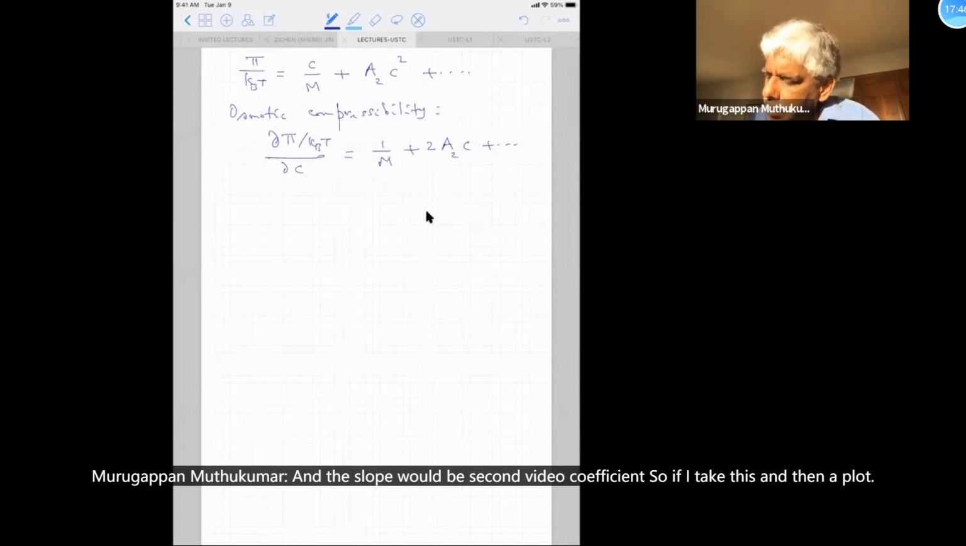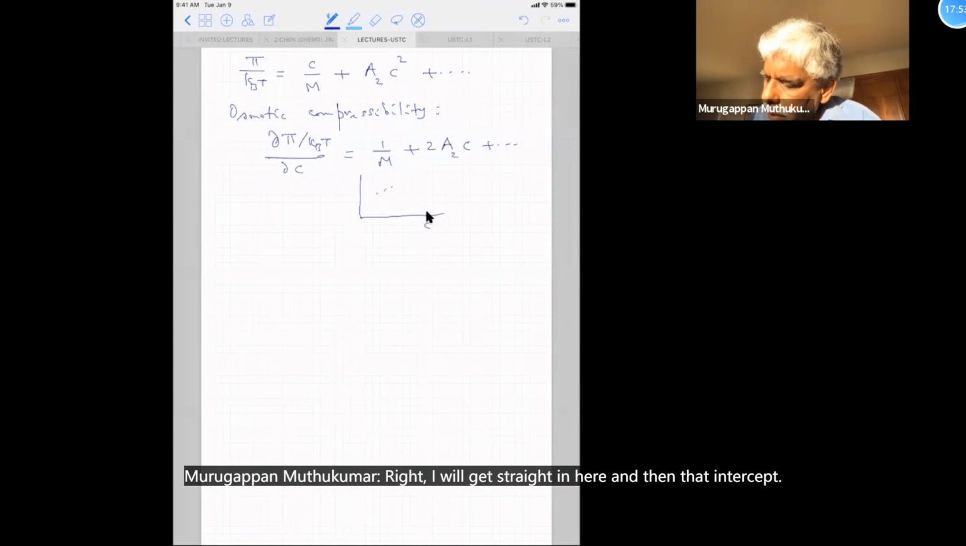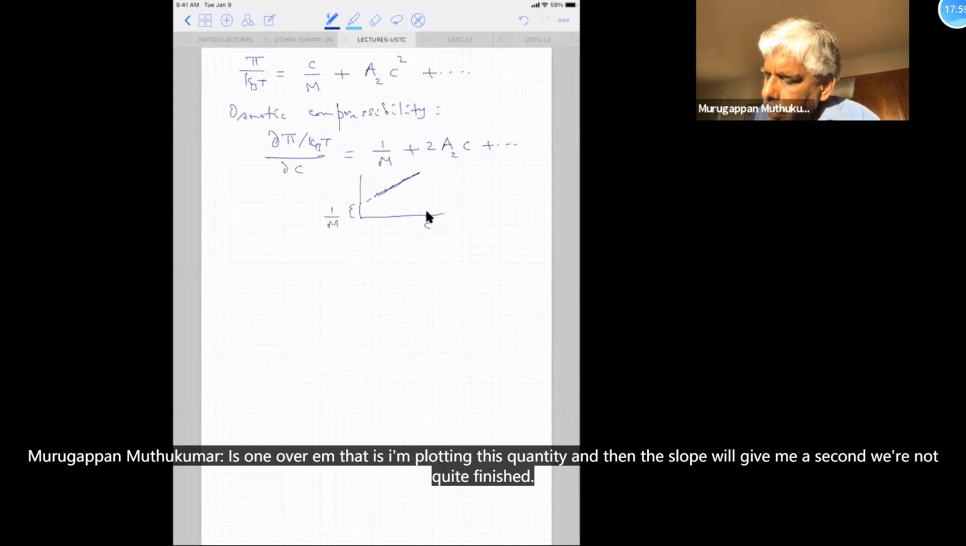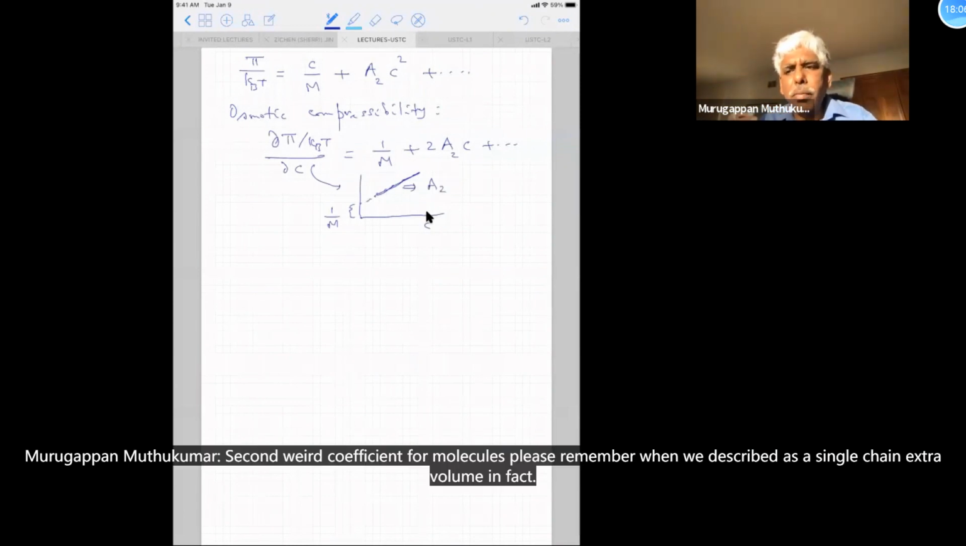So if I plot this as a function of c, I will get a straight line, and the intercept is 1 over M, that is, I'm plotting this quantity. And then the slope will give me the second virial coefficient, the second virial coefficient for molecules.